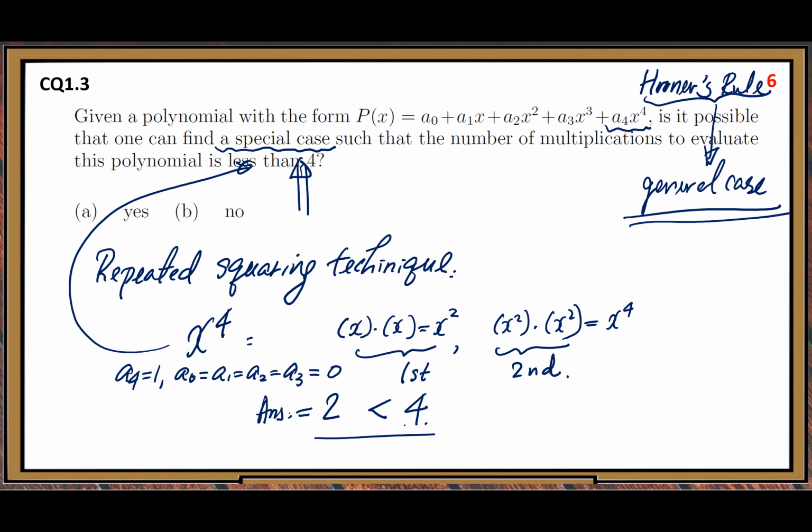Even if you do not use repeated squaring, when we do x to the 4th the direct, straightforward way, the answer is 3, right? Yeah, still less than 4. How about that? Straightforward way, still less than 4. So that means your answer is yes. Think about that.